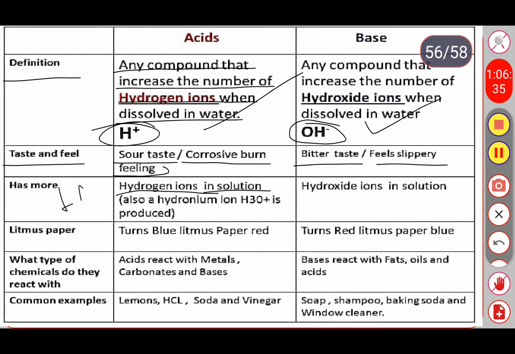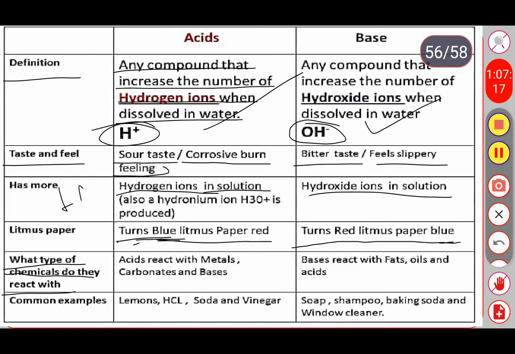And the next one is litmus paper. How does litmus paper react in acidic and basic nature? When litmus paper is immersed in an acidic solution, it turns from blue to red, but basic solutions turn the same litmus paper from red to blue, right? Next one, what type of chemicals do they react with? Acids react with metals, carbonates and bases. Bases react with fats, oils and acids.